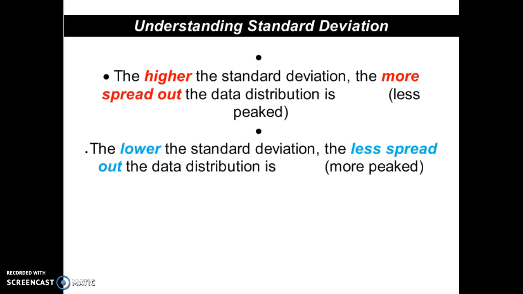Alright, understand standard deviation. The higher the standard deviation, the more spread out your data is. Okay, so it's less peaked. So it would look more like a flat bell. Okay, because that means your median's in the middle and your standard deviation is large, so it's farther apart. Right? The lower your standard deviation, the less spread out your data is. So it's more peaked. So we get this kind of tall curve where the mean's in the middle and your standard deviations are closer together. Okay, so standard deviation is talking about the spread of your data.